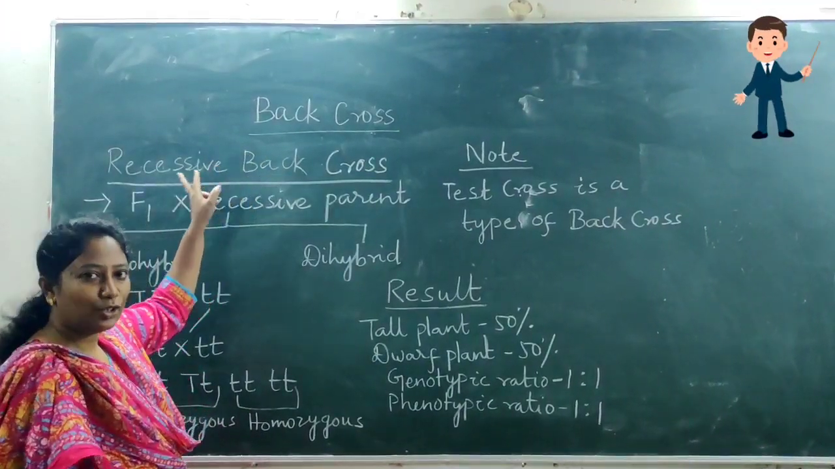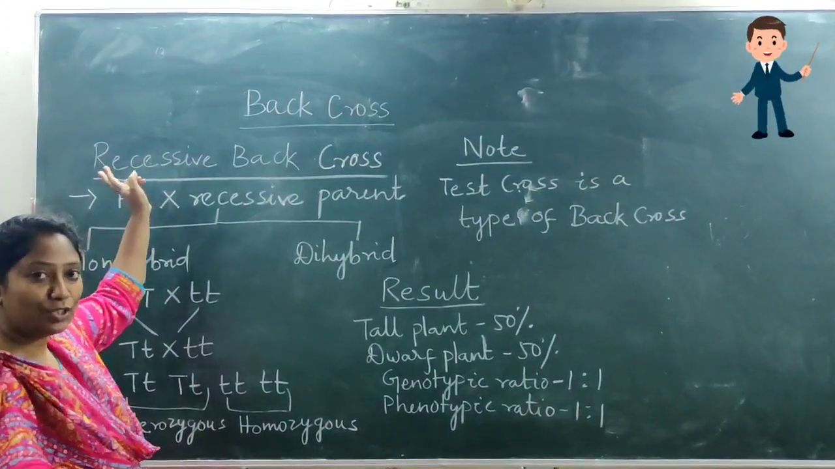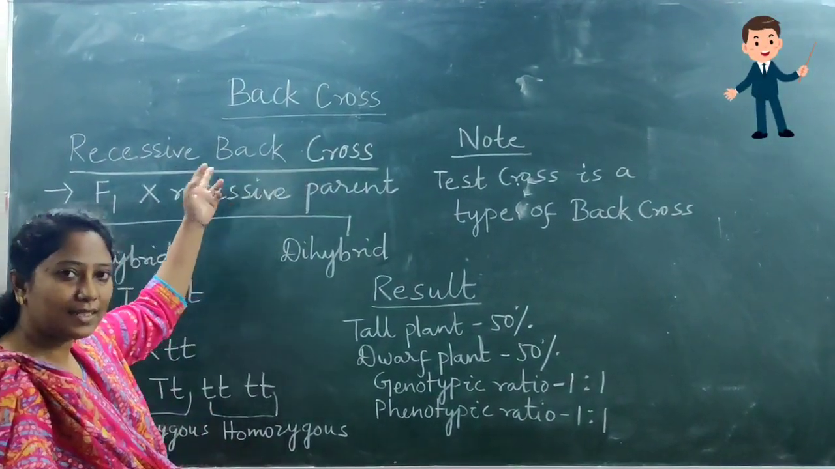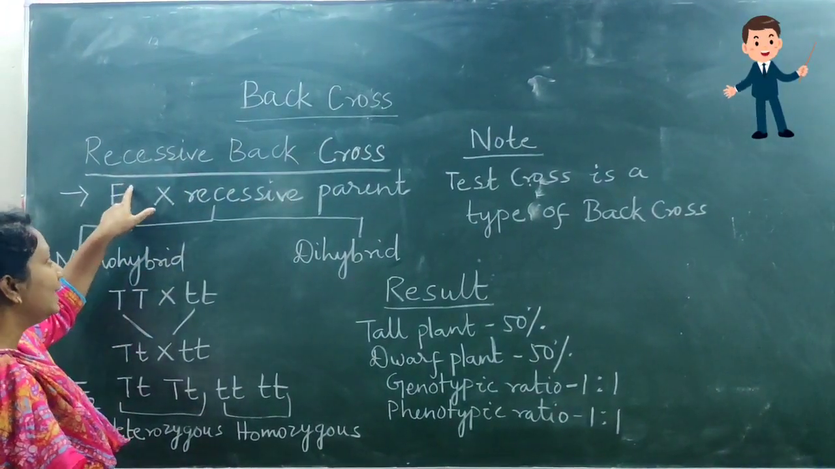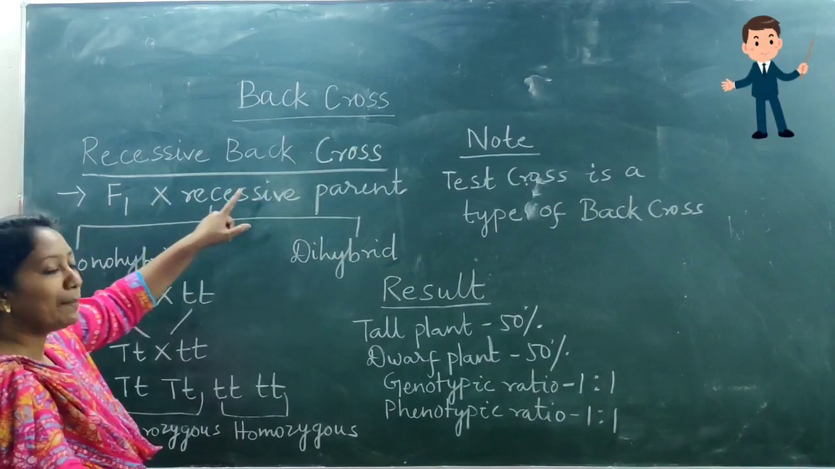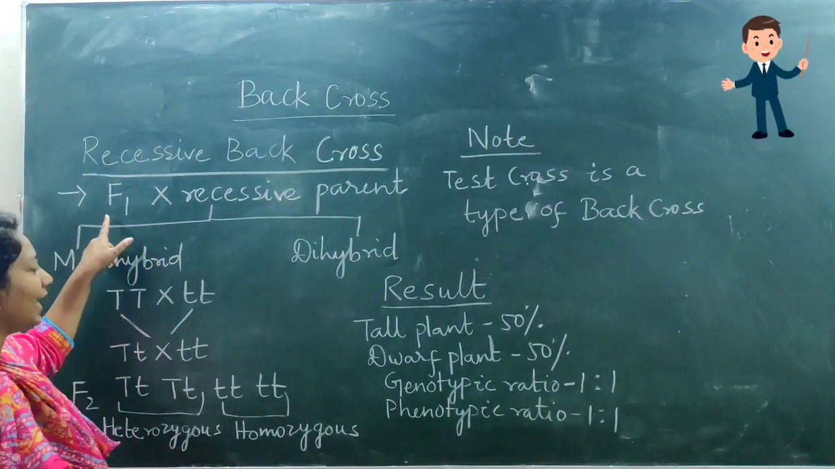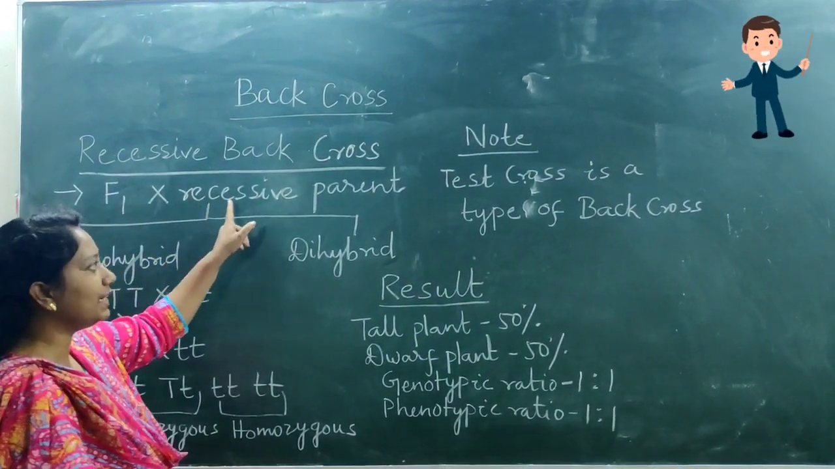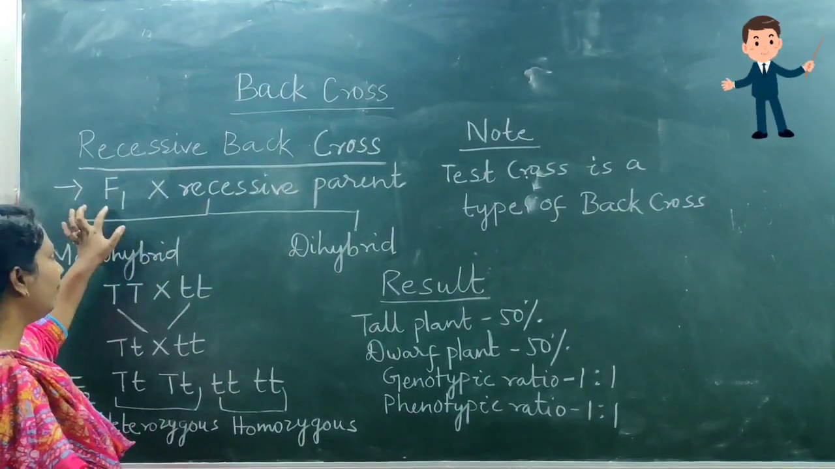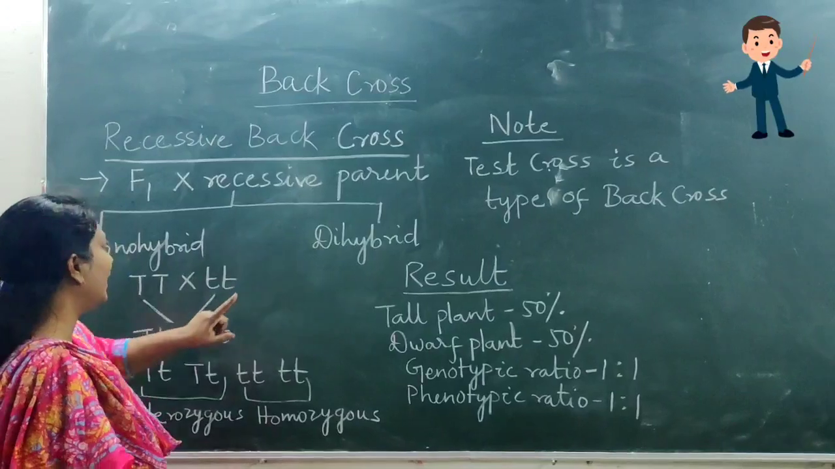Back cross is of two types. One was dominant back cross and the other is recessive back cross. We have already discussed about dominant back cross. Recessive back cross, what does recessive back cross mean? Recessive back cross means when F1 hybrid is crossed with a recessive parent, then it is known as recessive back cross. F1 hybrid crossed with recessive parent.